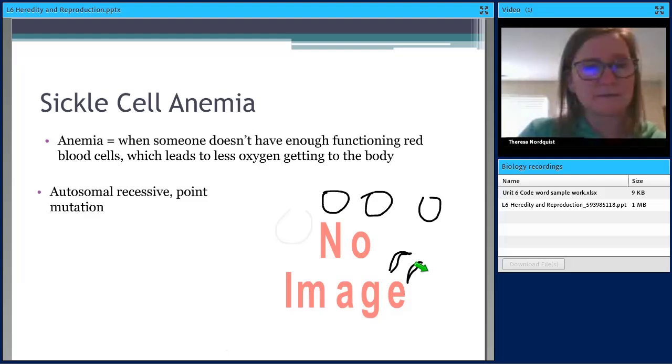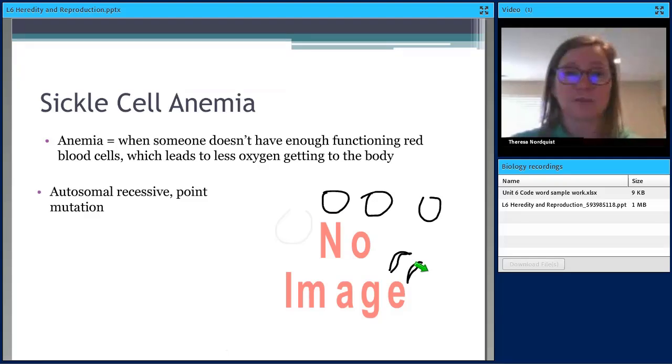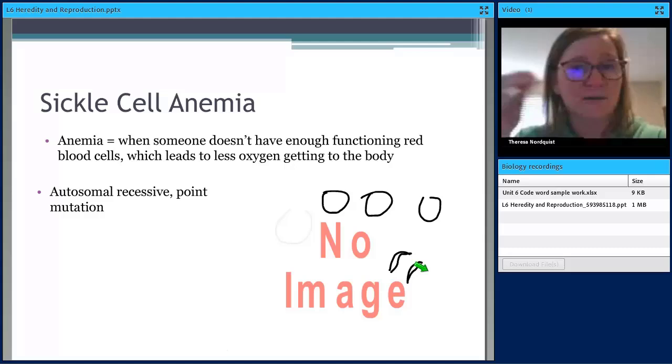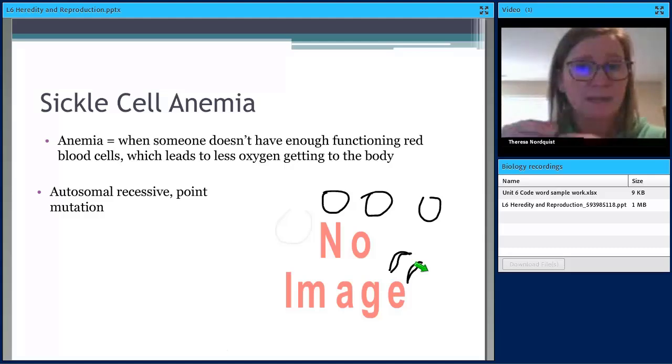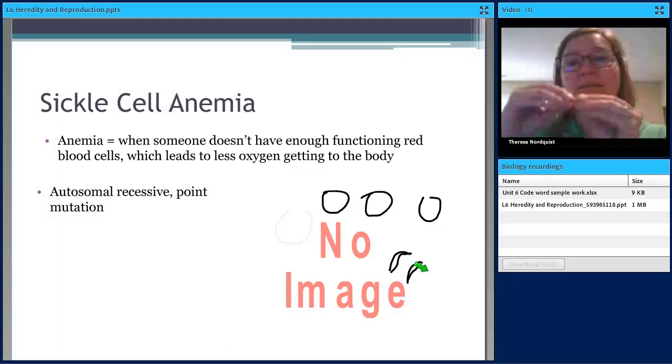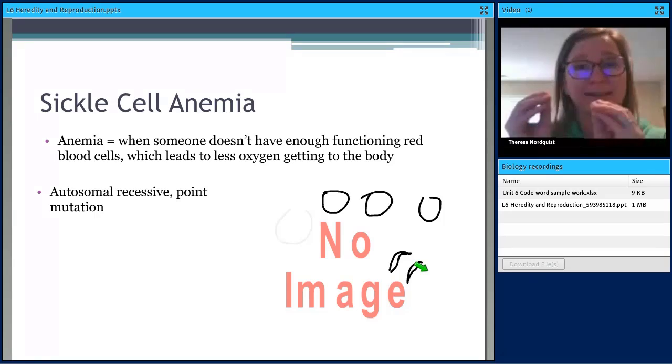It's caused by a point mutation. It's an autosomal recessive point mutation. There's a change in the hemoglobin, which is the protein that carries the oxygen. The point mutation, the change in one amino acid, causes the hemoglobin to have a different shape, and so the overall blood cell has a different shape.